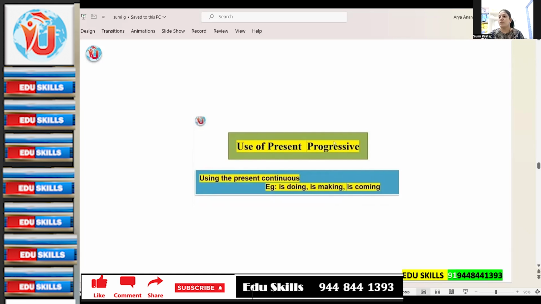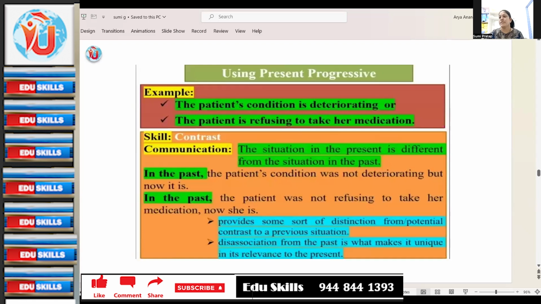So now we will move to the present progressive or present continuous. Okay. Examples are doing, is making, is coming. So according to the context, it will change. Okay. We will see where to use, when to use. The patient's condition is deteriorating. Our patient is refusing to take medications. For example, during admission, he was okay to take all the things. Okay, he was taking medications, but now is refusing to take medications.